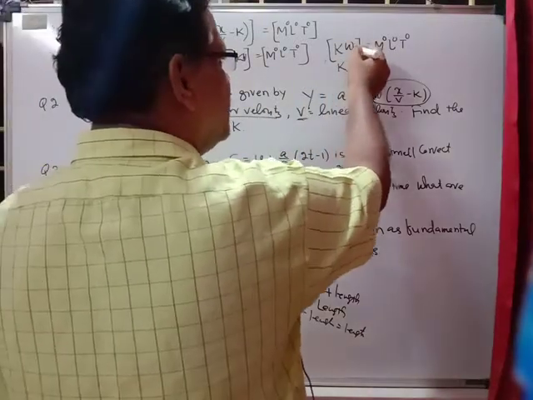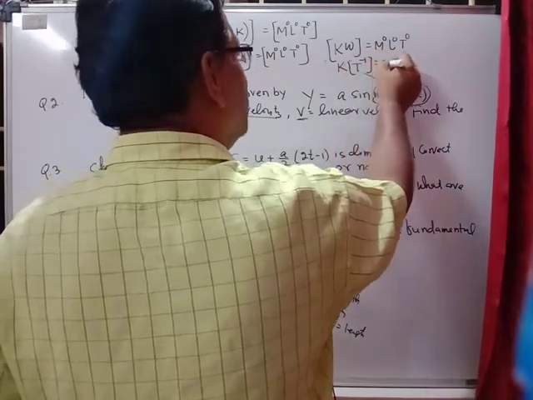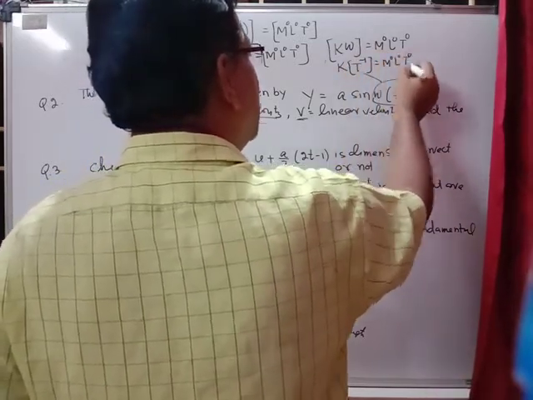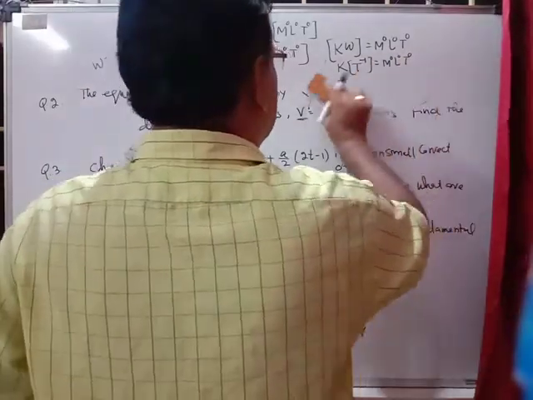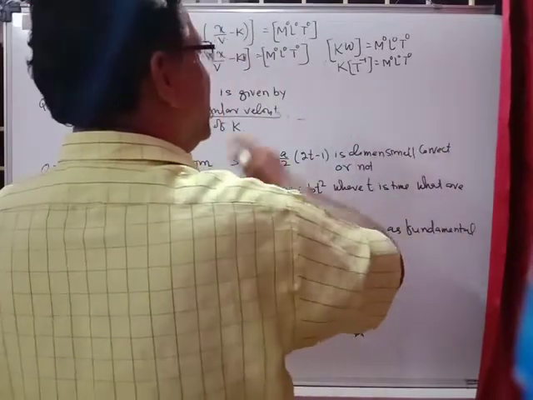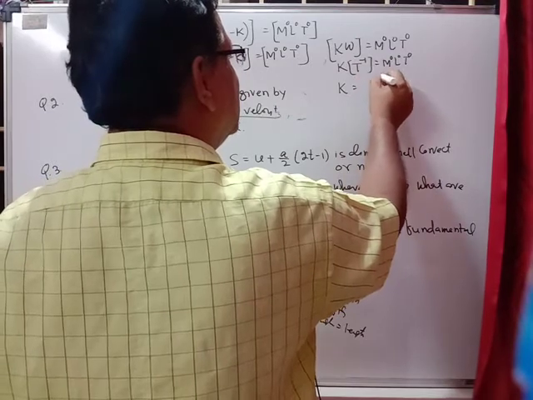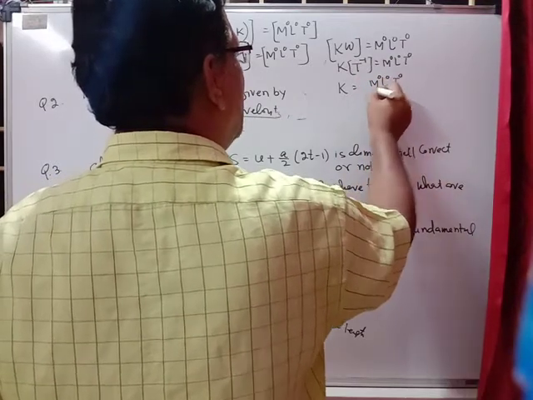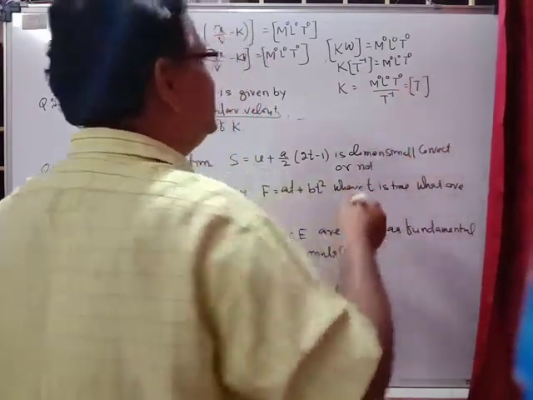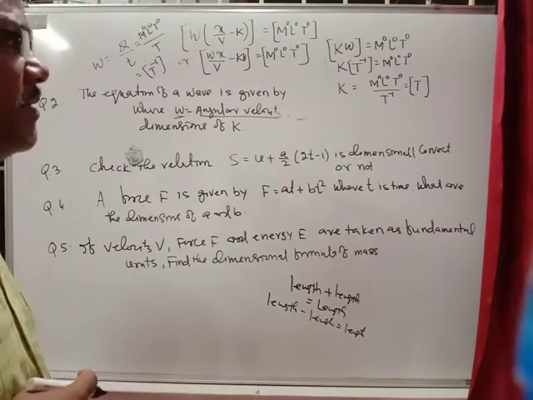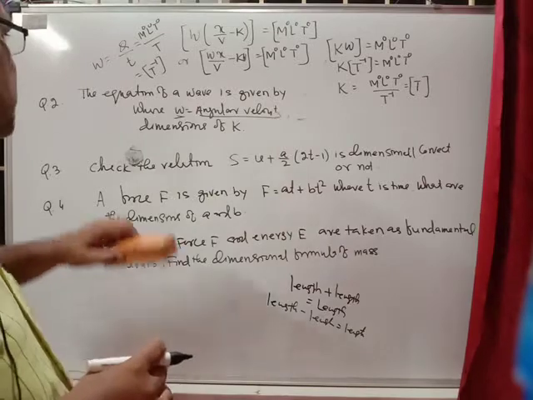So here, in place of omega, you write T minus 1, which equals M naught L naught T naught, and you get the dimensions of k. The dimension of k is, t is coming down, M naught L naught T naught upon T minus 1, that is equal to T. The dimensional formula of k is T. In this way you can solve question number 2.